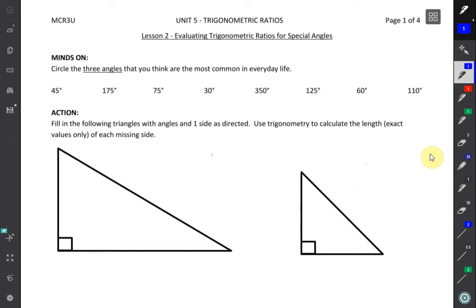This next lesson is about evaluating trig ratios for what's called special angles. These special angles are very common angles, and because of that, we like to be able to get their exact values, and so that's what we're going to be focusing on. First thing I would like you to do is just circle the 3 angles in the list that you think would be the most common in everyday life.